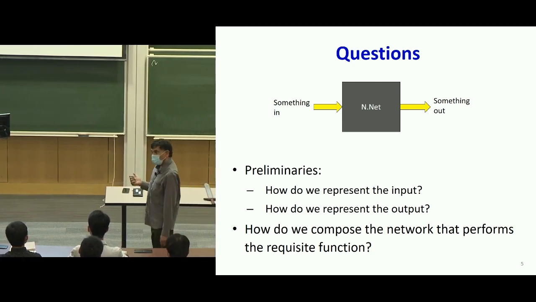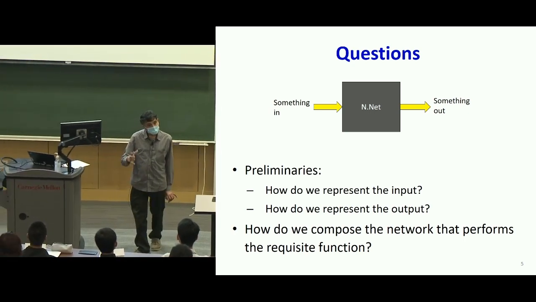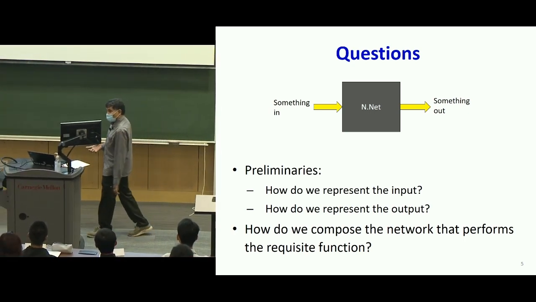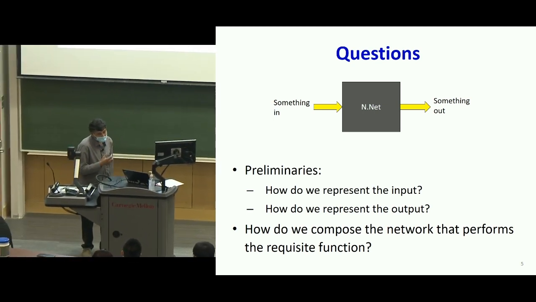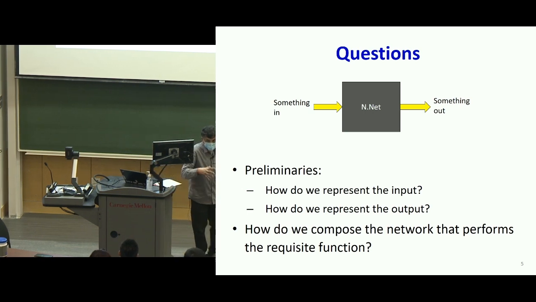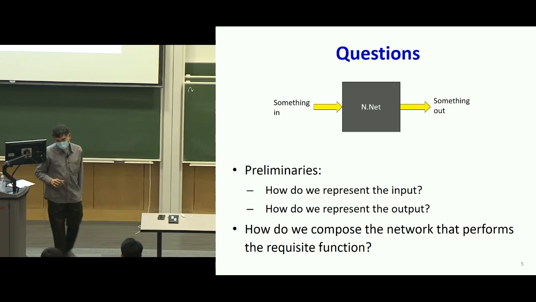So there are several questions to answer over here. How do you represent the input? Remember that a computer takes in numbers. It doesn't really take in text. It outputs numbers. How do you represent the output? And then, what's in the box? How do you construct this magic box that actually converts this input to this output?